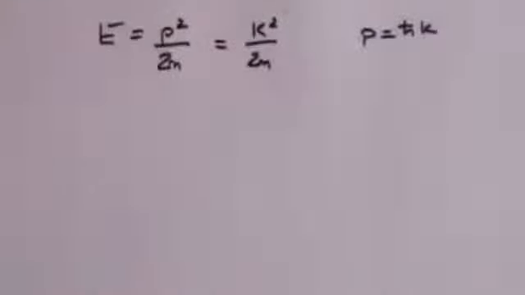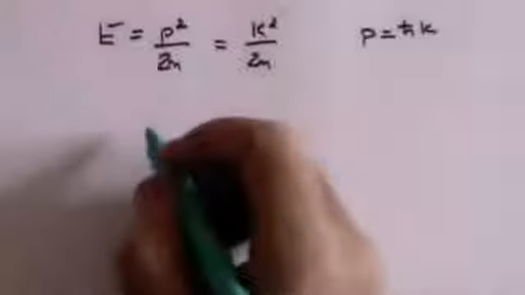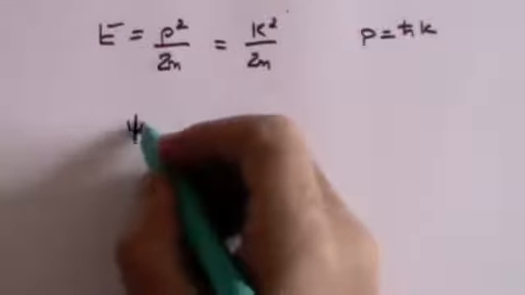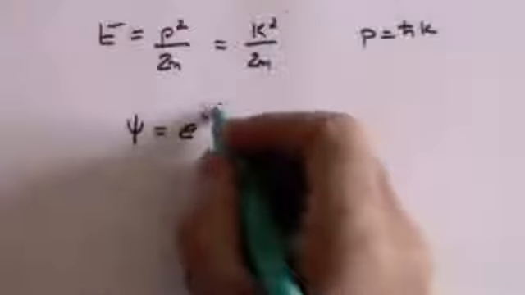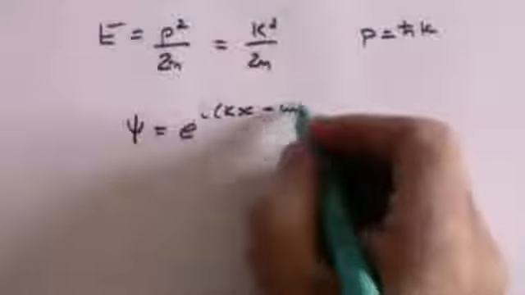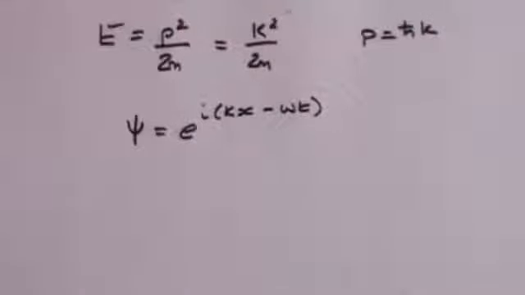Now, before we progress, I want to just remind you of the wave equation. If we take a wave, psi is equal to, here is the most basic form of wave we've used, e to the i(kx minus omega t).